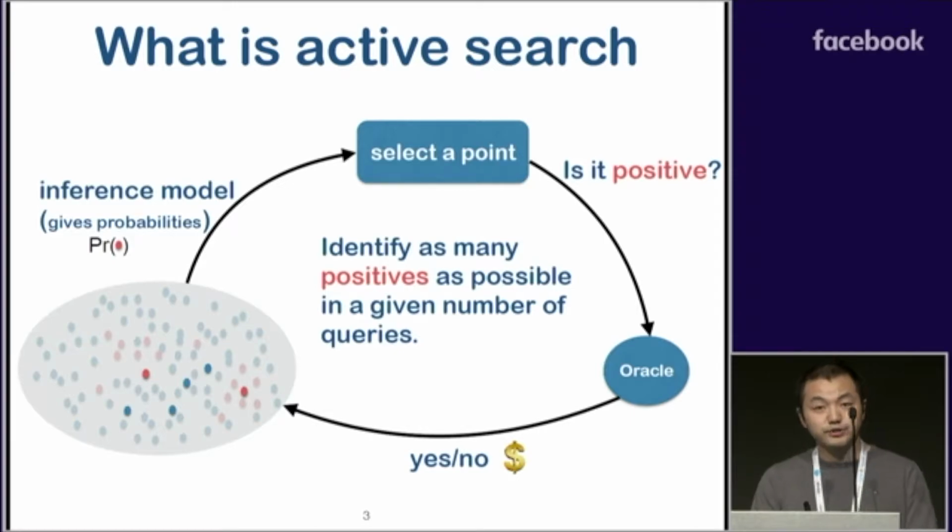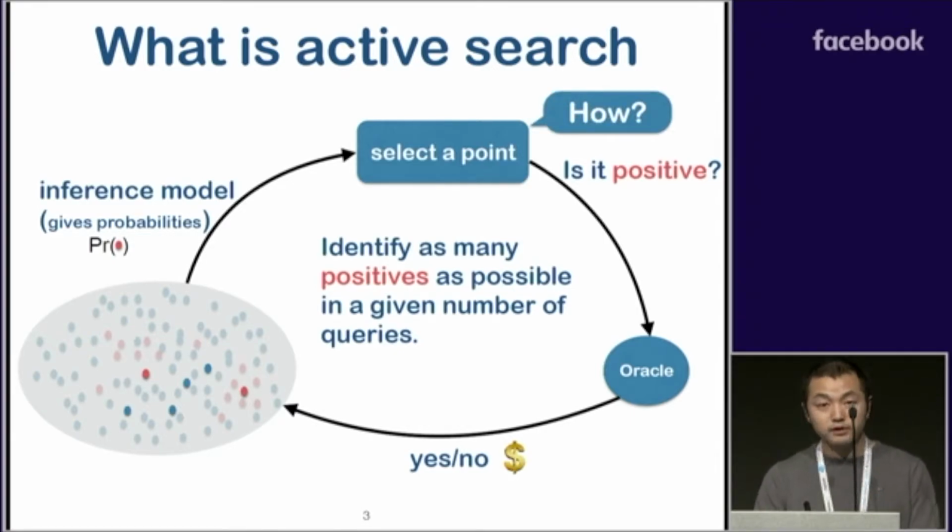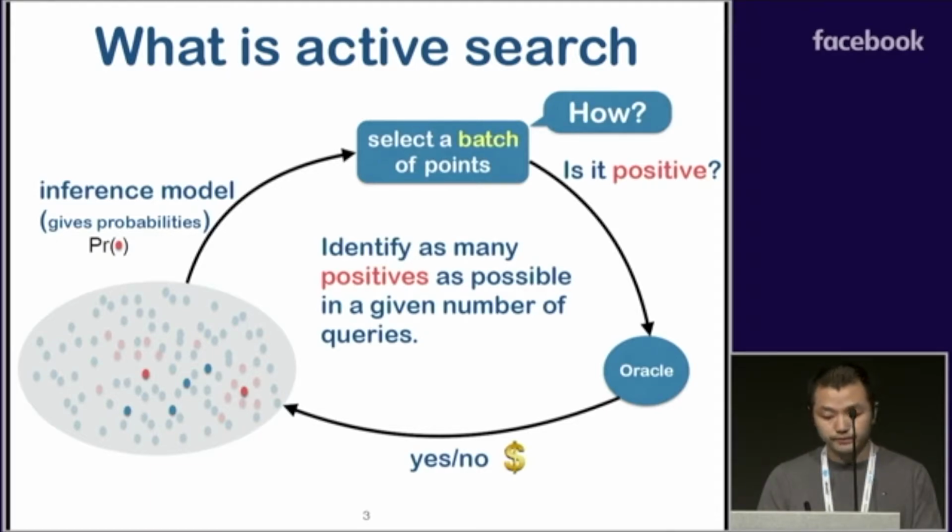The key question we study here is how to select a point. Our previous work studied the case of selecting one point at a time. However, in many real applications, we can often query multiple points in parallel. So in this work, we study how to select a batch of points.